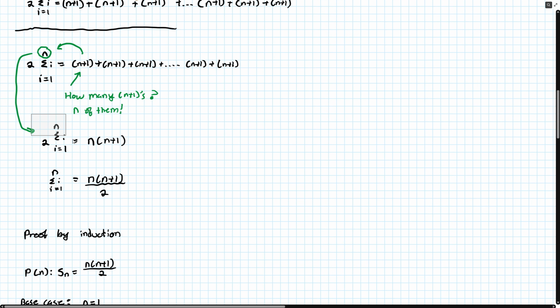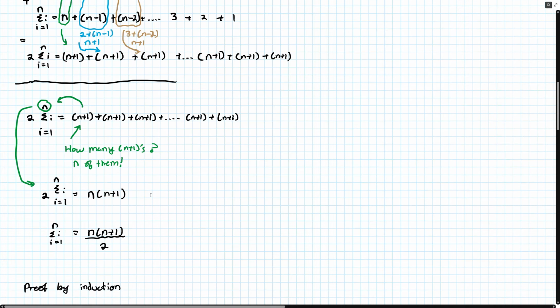And now we have this. 2 summations is equal to n times n plus 1. Well, just get rid of the 2 at this point, but equal out the sides. What is summation? Summation is n times n plus 1 over 2. This is cool. This is cool.